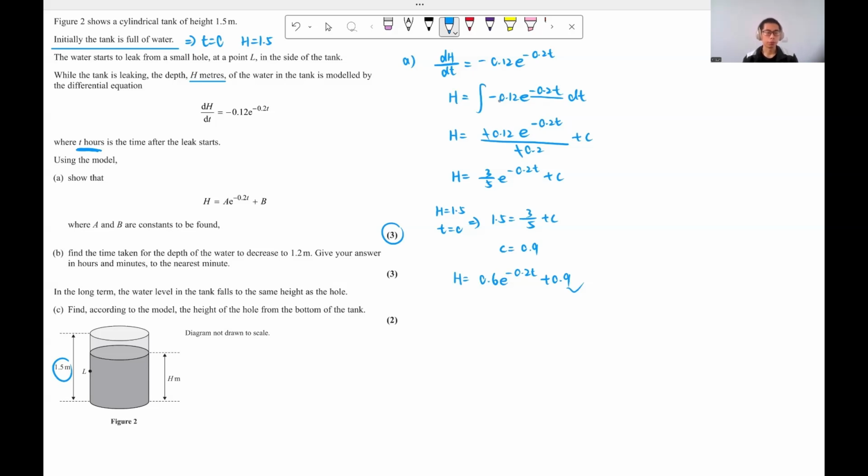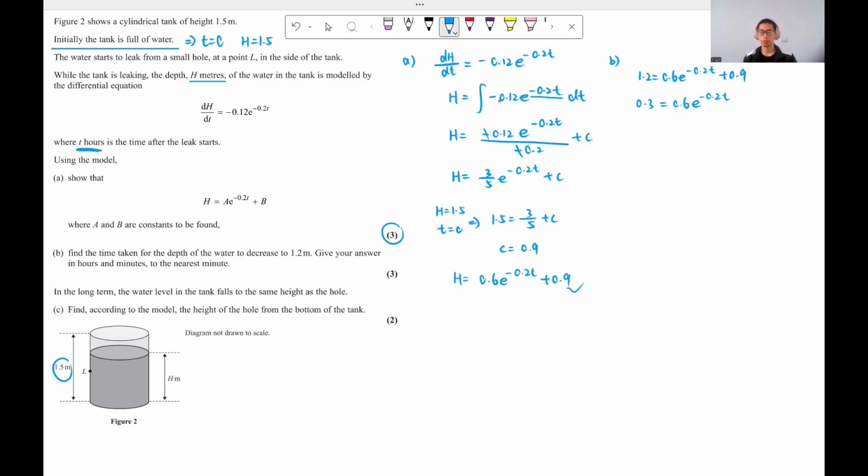Okay, part (b). Find the time taken for the depth of water to decrease to 1.2 meters. Give your answer in hours and minutes to the nearest minute. So for part (b), we want to work out the time t when the height becomes 1.2 meters. So we just let h equal 1.2. So 1.2 equals 0.6 e to the power negative 0.2t plus 0.9. Minus 0.9 from both sides, that would be 0.3 equals 0.6 e to the power negative 0.2t.